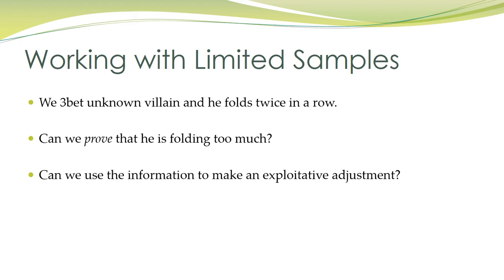But here is where players make the mistake. They think, oh, well, given that we can't prove that he folds too much to 3-bets, we should just stick to our default strategy. But you see, as poker players, we don't need to prove stuff in order to make a logical exploitative adjustment. Think about the second question. Can we use the information to make an exploitative adjustment?